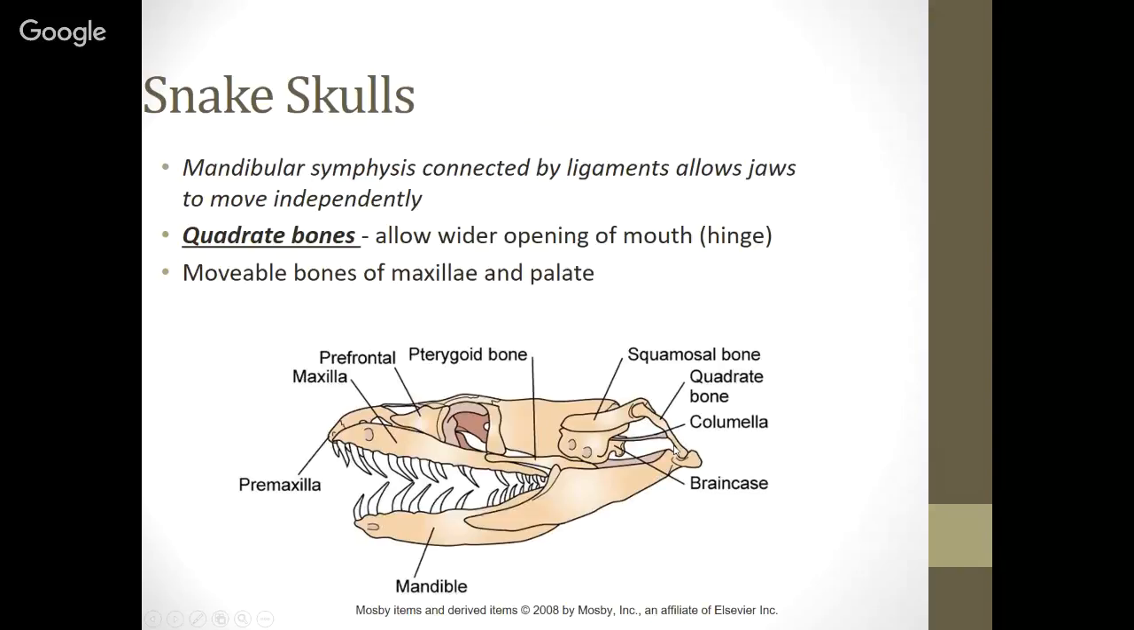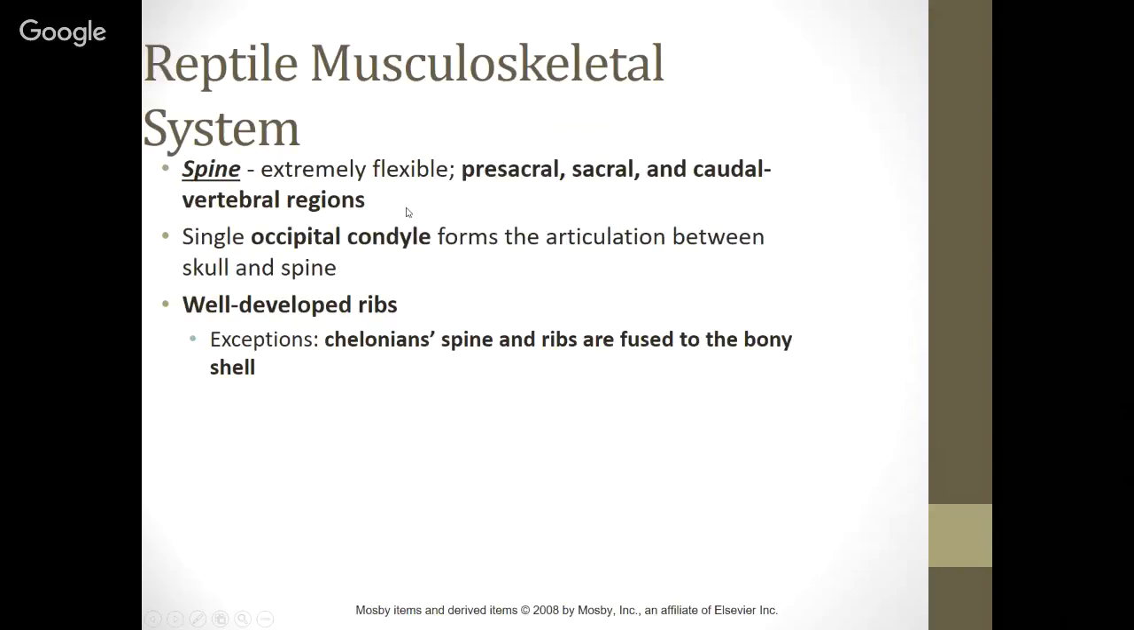So the quadrate bone is this hinge that allows the top part of the skull to open this way and the bottom part of the skull to open this way, and so we get a really wide opening of the mouth. Lots of movable bones within the maxilla and the palate. The spine is extremely flexible.